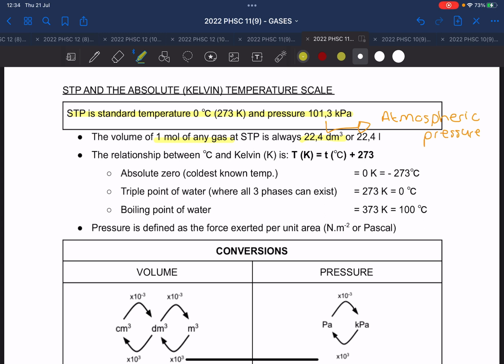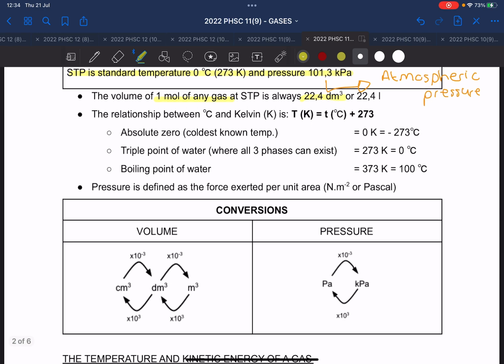Okay. Sometimes we need to take the temperature from degrees Celsius to Kelvin, and this is how you do it. You just add 273 to the degrees Celsius. Okay.